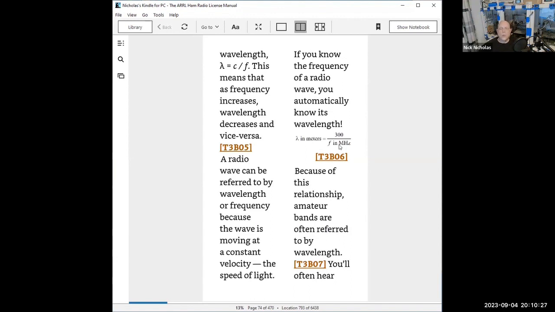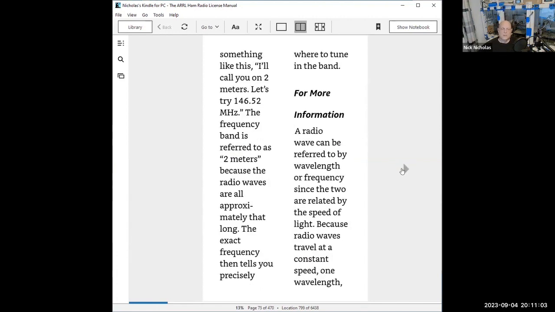Obviously, if you wanted a quarter wavelength antenna, you would then just divide it by 4. If you wanted a half wavelength antenna, you would divide it by a half. We'll cover that in greater detail in the future. A variant of this formula is, instead of dividing the frequency into 300, if you divide it into 468, the answer will be in feet. It'll be in US measurement. We'll get to that when we get to antennas.